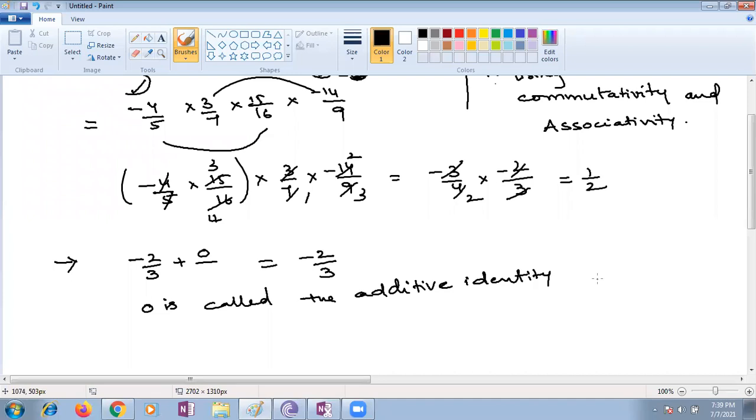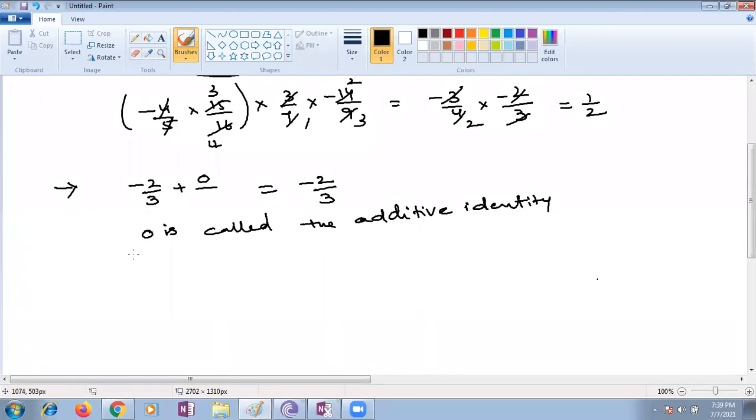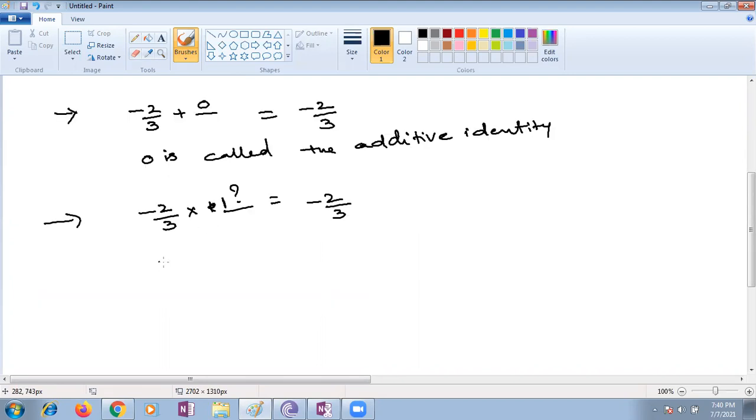In the same way you have to check the other property. What number, if you multiply, gives you the same result, children? 1. So 1 is called the multiplicative identity of rational numbers.